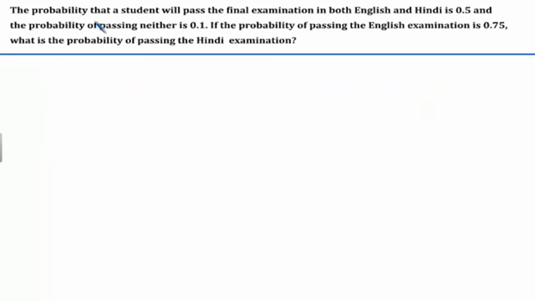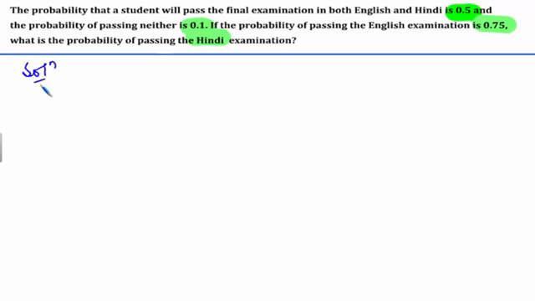This question says the probability that a student will pass the final examination in both English and Hindi is 0.5 and the probability of passing neither is 0.1. If the probability of passing the English examination is 0.75, what is the probability of passing the Hindi examination? Let's begin with the solution.